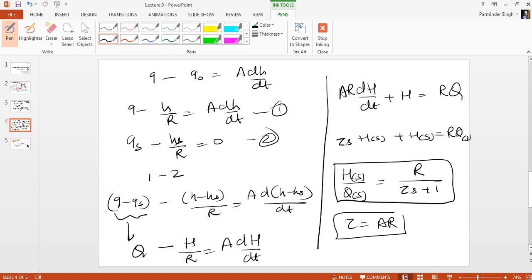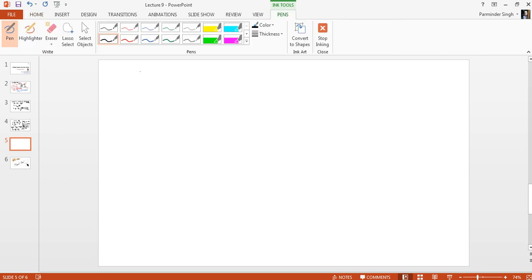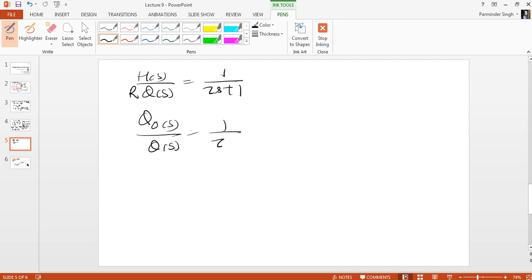Now if you divide by R on both the sides, so we have Hs by Qs equal to R upon tau s plus 1. So if we divide by R on both sides, we'll have 1 over here and we have R over. Now what is Hs by R? That is Q naught s by Qs. So that is 1 upon tau s plus 1. So this is how the outlet varies with respect to inlet.